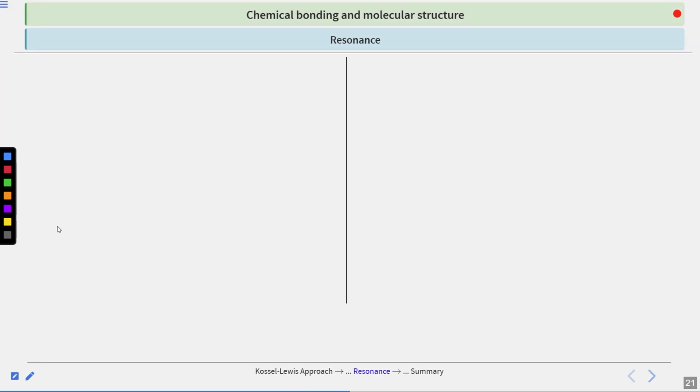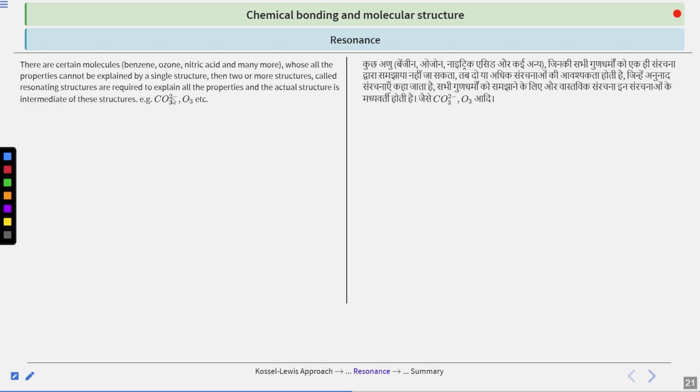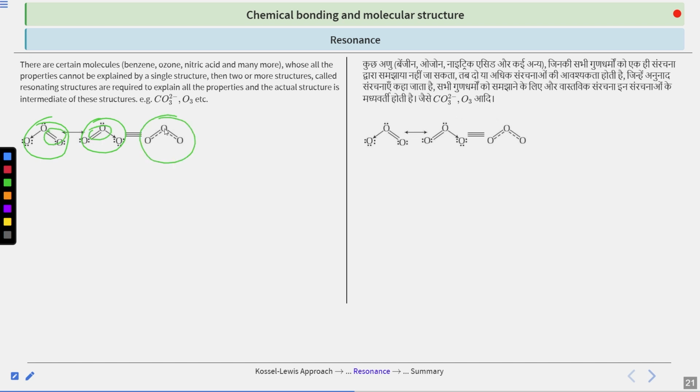Next concept is resonance. Resonance is seen in molecules like CO3 2 minus and O3, in benzene, ozone, nitric acid, and many more. It is used when one single structure cannot explain the whole compound. In that case, you require multiple structures to explain that, and your actual structure is the intermediate of all these structures. For example, this is ozone, and this is also the structure of ozone. Now this double bond can be here and here also. So it is being seen that it is partially present on both sides.